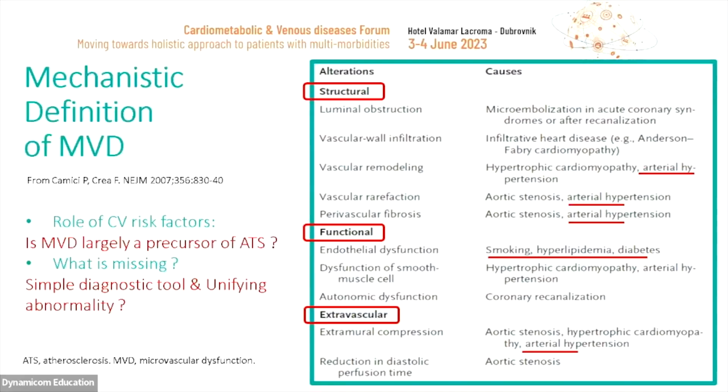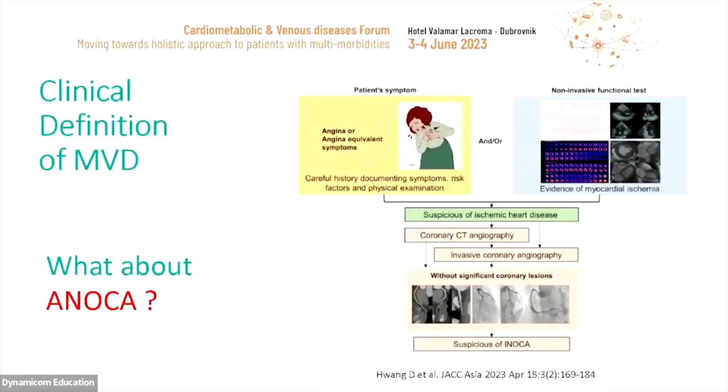So the question that may come to mind is, is microvascular dysfunction just a reflection of the burden of the traditional atherosclerotic risk factors? Is it a precursor, as it were, of atherosclerosis? Also, what is missing from this sort of mechanistic definition? A simple diagnostic tool, in my mind, and a unifying, presumably hemodynamic abnormality.